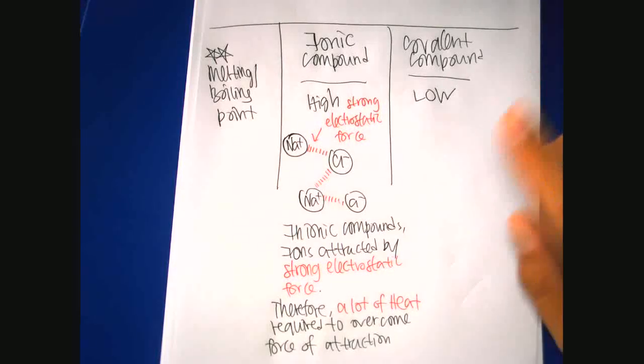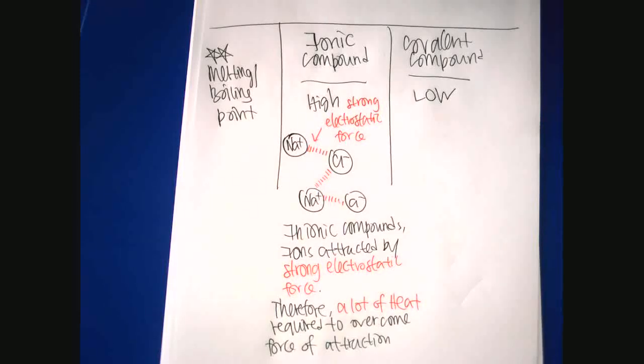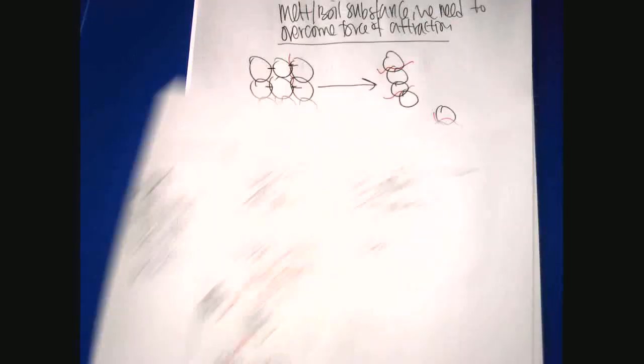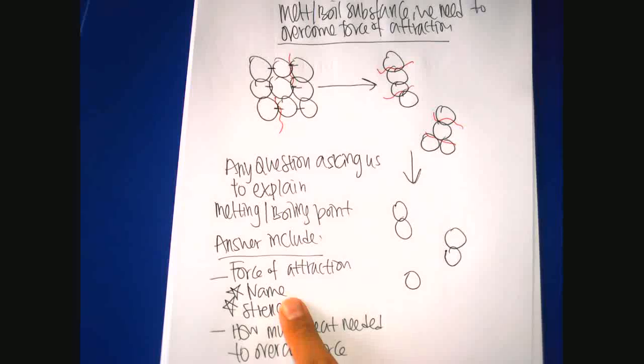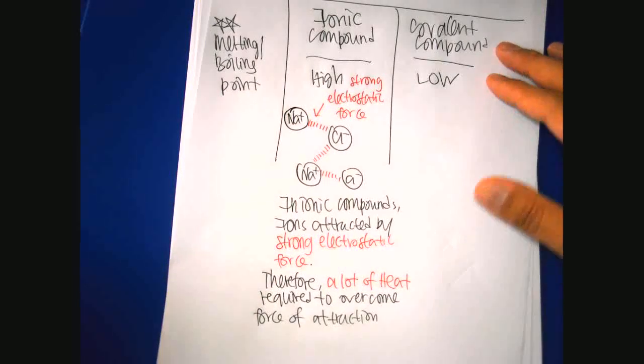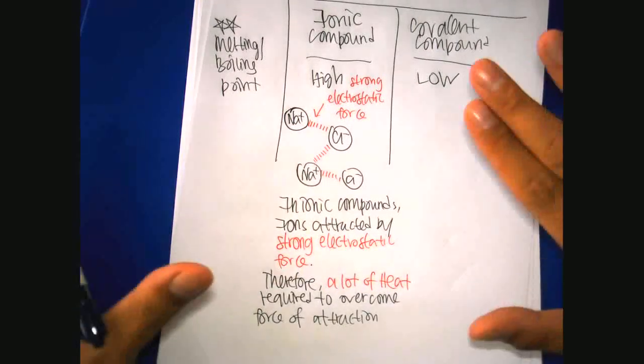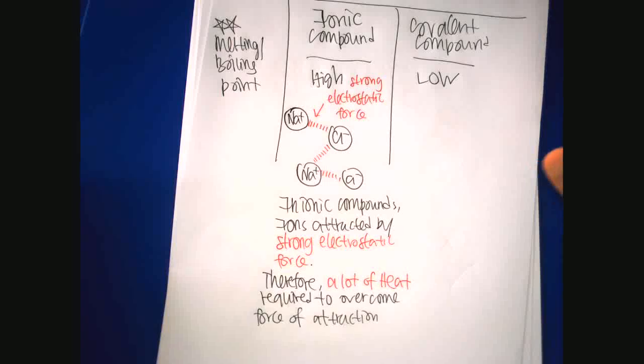If you go back to the flow that we learned just now, you see it exactly follows the format: the question mentions the name, which is electrostatic force, the strength, which is strong, and then the heat, which is a lot. This is the first one. So for ionic compound, this is the reason the boiling point is pretty high.